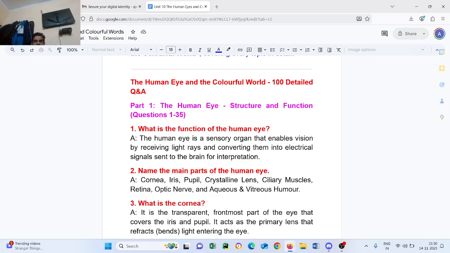The human eye is a sensory organ that enables vision by receiving light rays and converting them into electrical signals sent to the brain for interpretation.